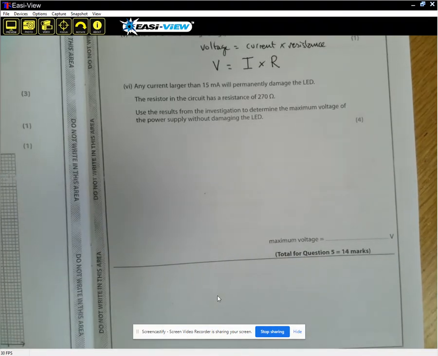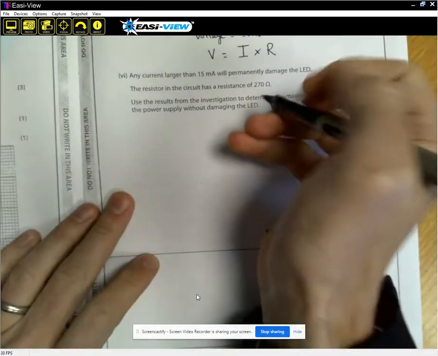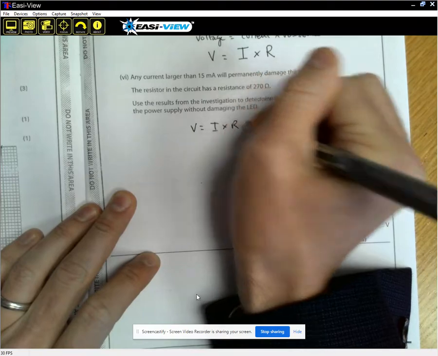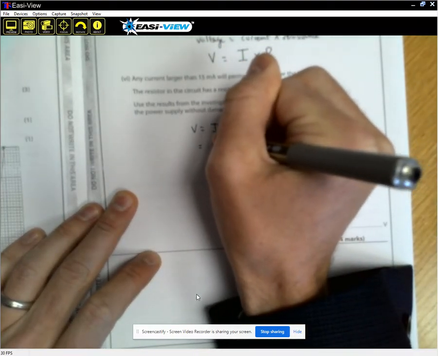So I've just said any current larger than 15 milliamps will permanently damage the LED. And what most of you did was find what voltage that would correspond to in the resistor. So I can work that out as well. I'm using V equals IR, and I can find it's 15 milliamps.